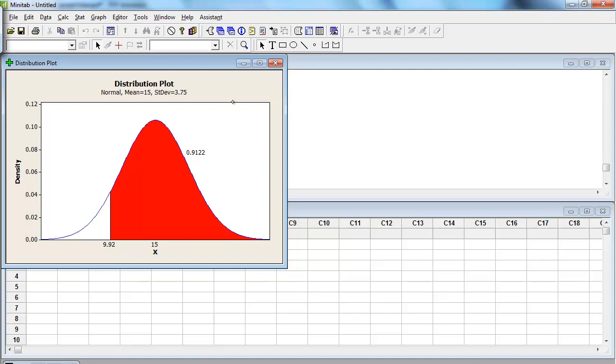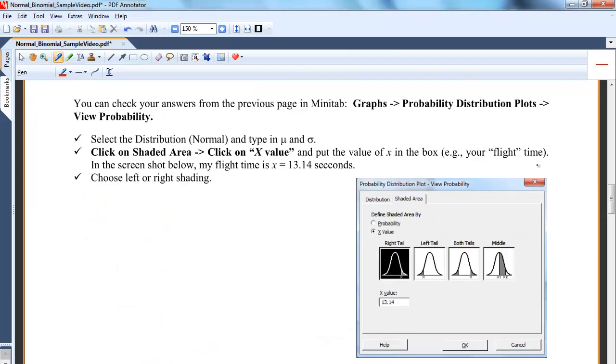And notice again, I could cut and paste this graph and put it in a Word document or a text document, but right now I have a PDF annotator, so I can't push it in. You can see easily then the amount of area to the left is 1 minus that. And again, there's no area exactly at that point. So that's a very nice check. Let's go back to our document. So again, you can choose left or right.